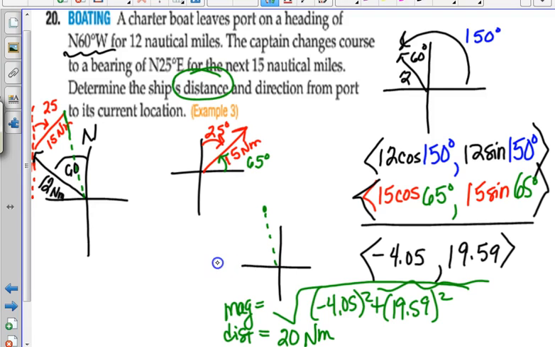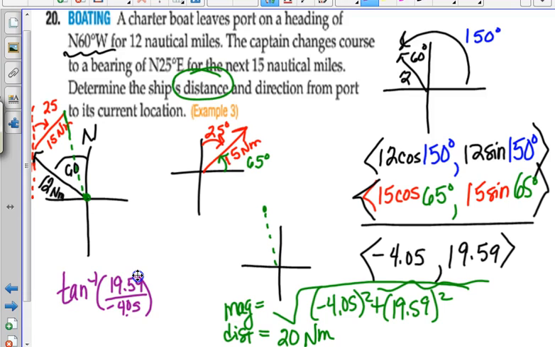Then we need to find the angle, the direction from port to its current location. So I assume it left port. Yes. So we want, what's the angle back to the, here. Anyway, let's figure out an angle. How do we find any kind of angle, guys? Inverse tangent. If we do this question, okay, it's going to be the components, it's going to find us an angle, but it's going to find a weird angle.